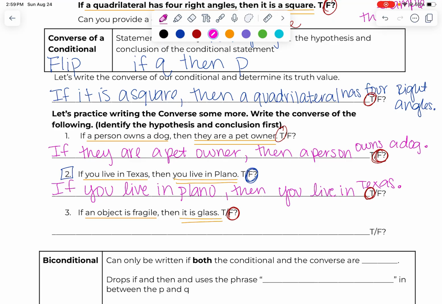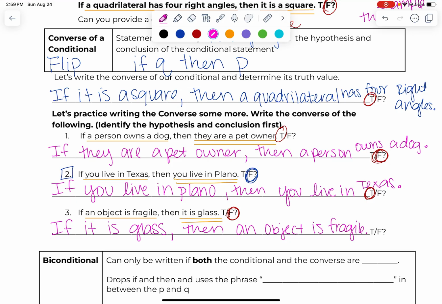But now I need to write the converse. So if you need your conclusion, it is glass, then your hypothesis, an object is fragile. All right, is this statement true or false? This statement is true. Glass is a fragile object. All right, if you have any questions about converse, go ahead and write them down now.